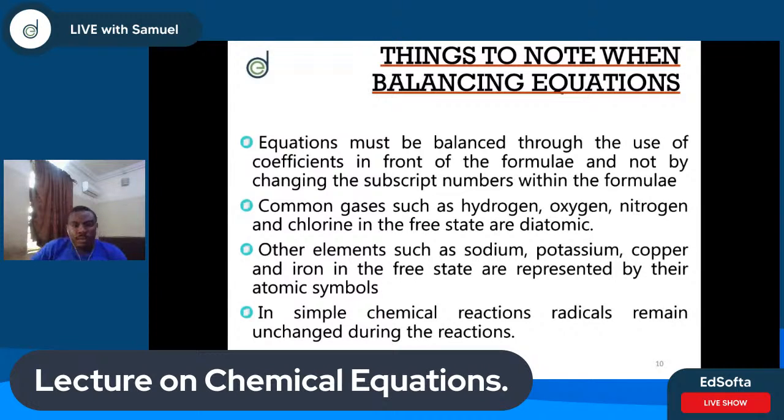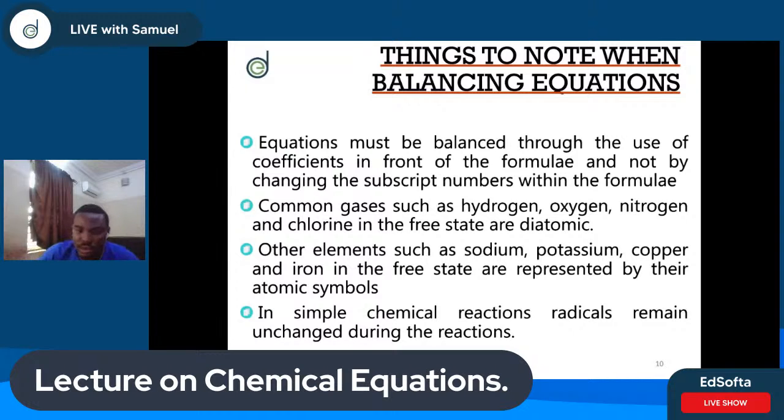Next, common gases such as hydrogen, oxygen, nitrogen and chlorine in the free state are diatomic. So hydrogen, oxygen are usually H2, O2, N2, Cl2. Your common gases are usually diatomic. Diatomic means that they have two atoms in their elemental state.